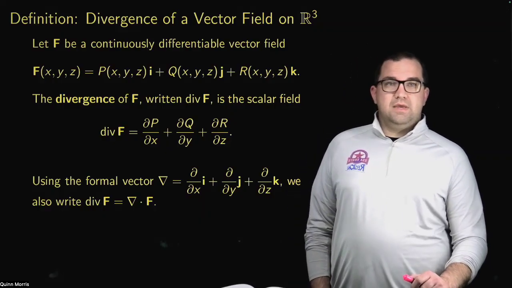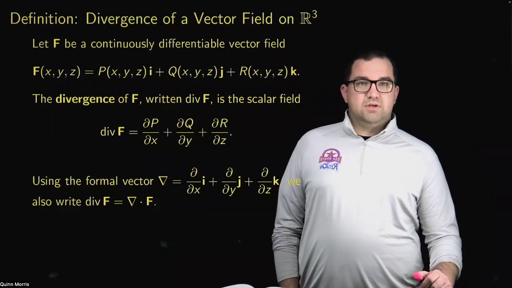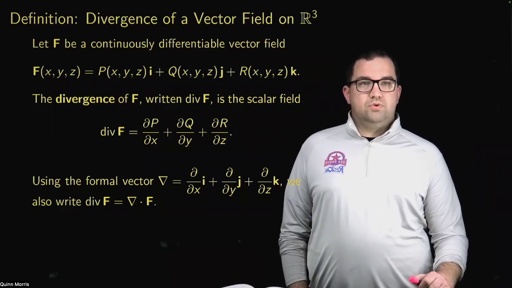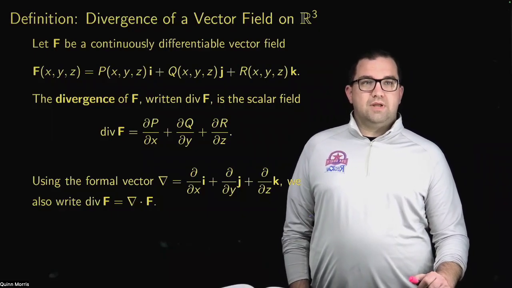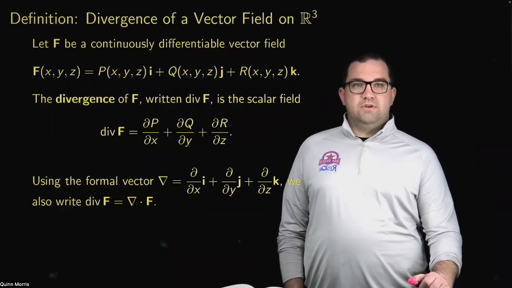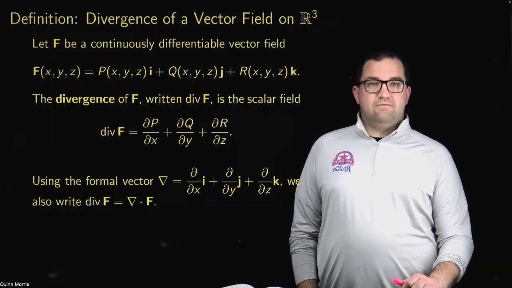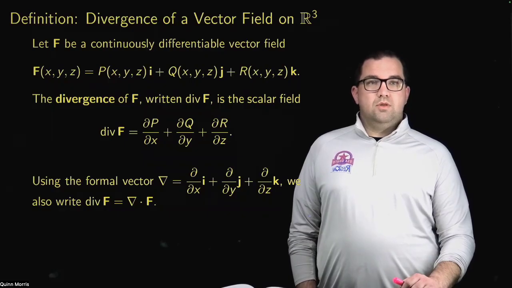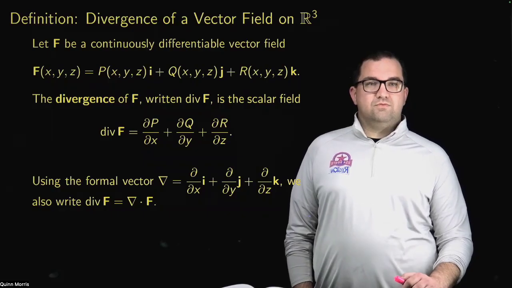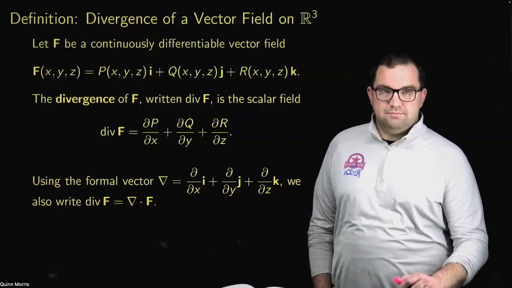So let F be a continuously differentiable vector field, which we will express in terms of its components. So the vector field F is equal to P times i plus Q times j plus R times k. Then the divergence of F, which we often denote just as div F, is the scalar field. Divergence of F is equal to the partial derivative of P with respect to x plus the partial derivative of Q with respect to y plus the partial derivative of R with respect to z.